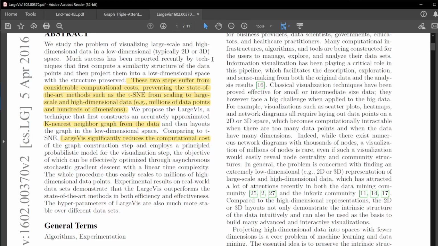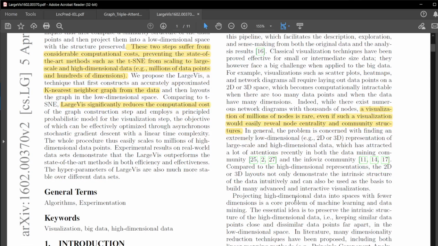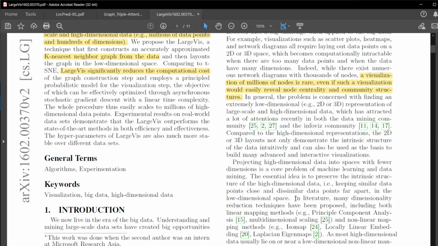In general, the problem is concerned with finding an extremely low-dimensional, for example, 2D or 3D, representation of large-scale and high-dimensional data, which has attracted a lot of attention recently in both the data mining community and the InfoVis community. Compared to the high-dimensional representations, the 2D or 3D layouts not only demonstrate the intrinsic structure of the data intuitively, but can also be used as the basis to build many advanced and interactive visualizations.